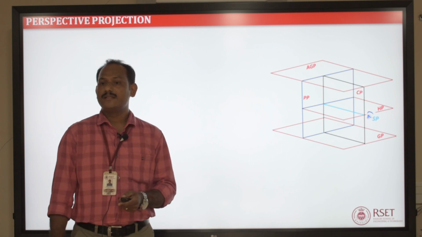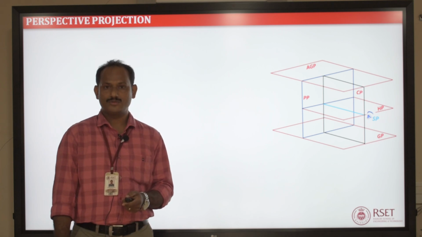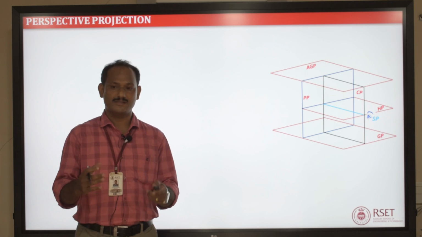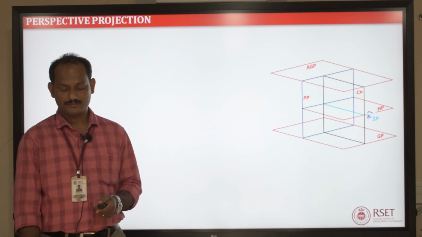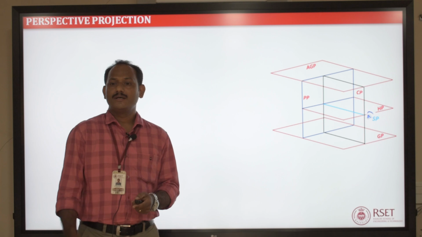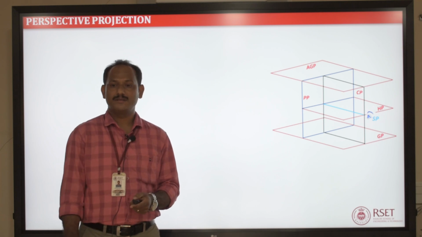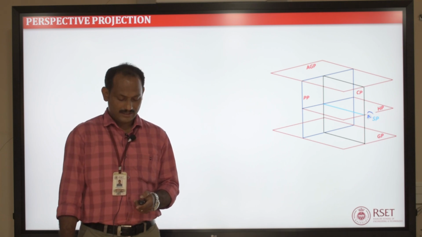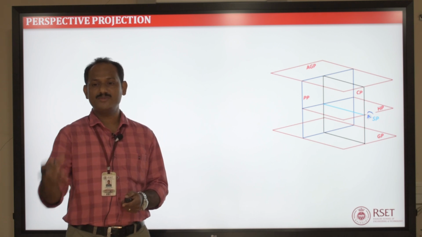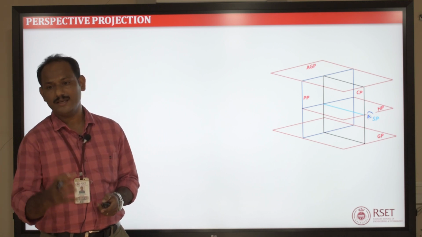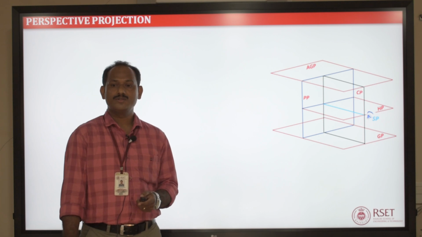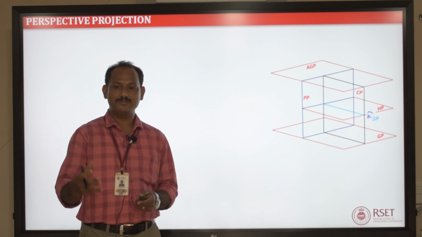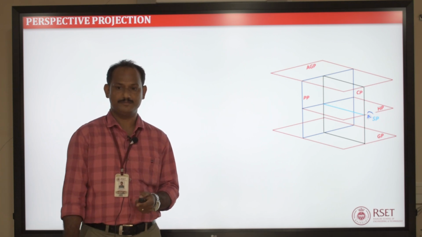Now, this system together is a 3D system. We know the perspective projection is a pictorial representation of a 3D object into a 2D plane. So, we need to convert this system into 2D plane.